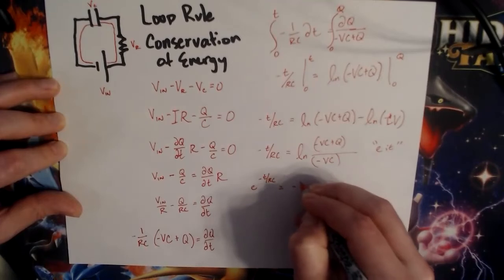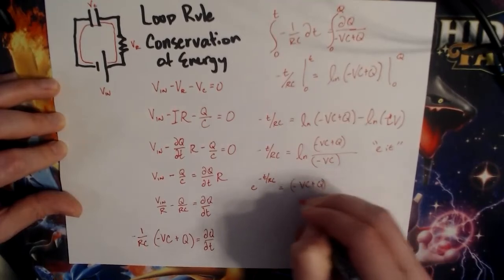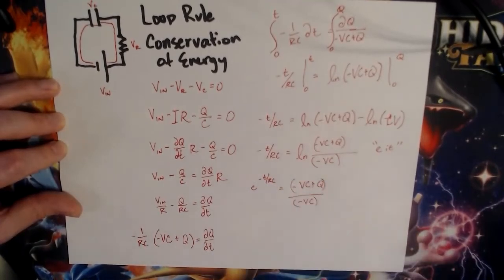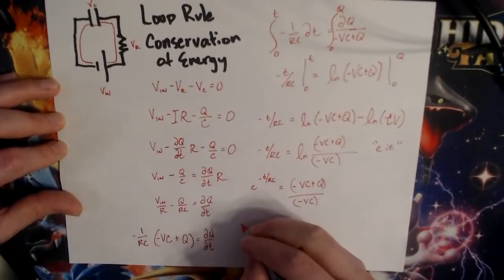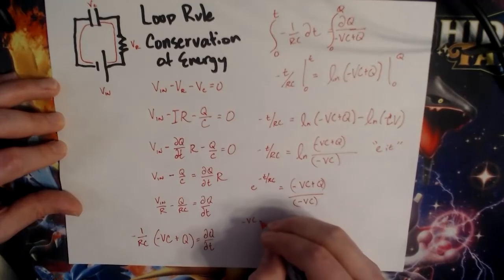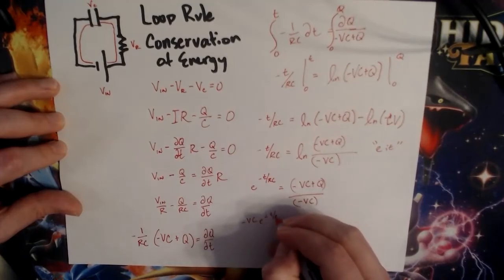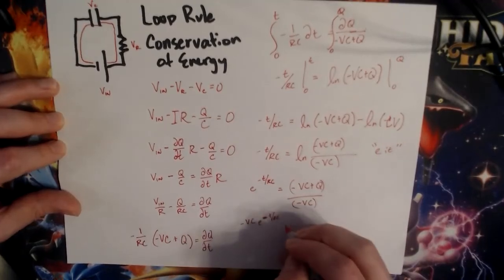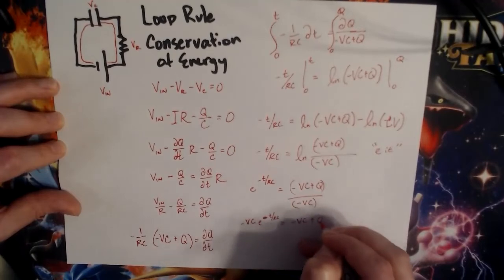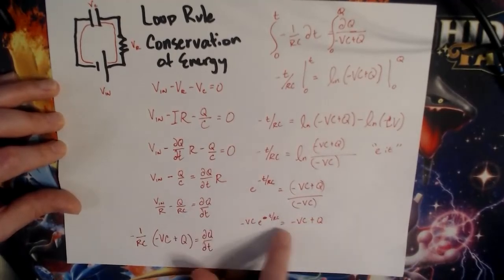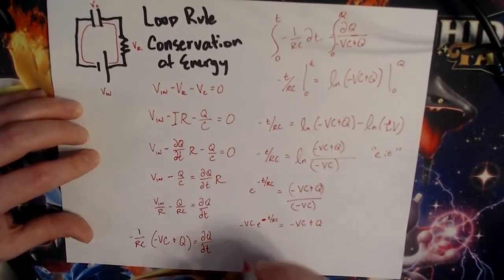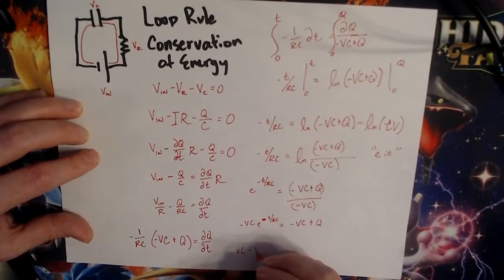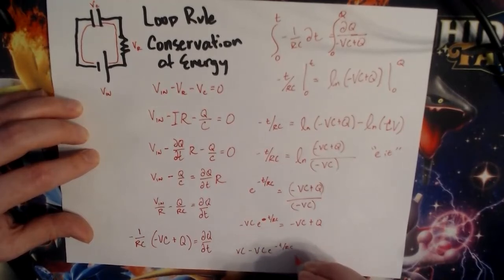So then we just do negative VC plus Q over negative VC. A long process. Then we're going to cross multiply and divide. So I got negative VC, e to the negative t over RC, equals negative VC plus Q. Just cross multiply, and then I add. I want to isolate my Q because I want Q as a function of time, so I add the VC to the other side. So I have VC minus VC e to the negative t over RC equals Q.